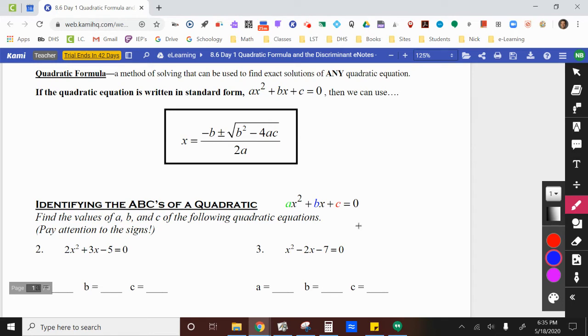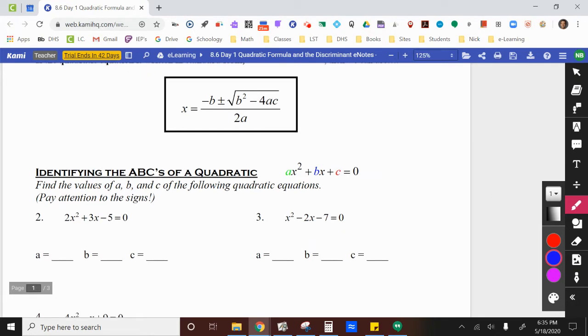We're asked to find the values of a, b, and c of the following quadratic equations, and pay attention to the signs. If you're following along, writing these down, go ahead and write down example 2, and we can write the problem here as 2x squared plus 3x minus 5 is equal to 0.